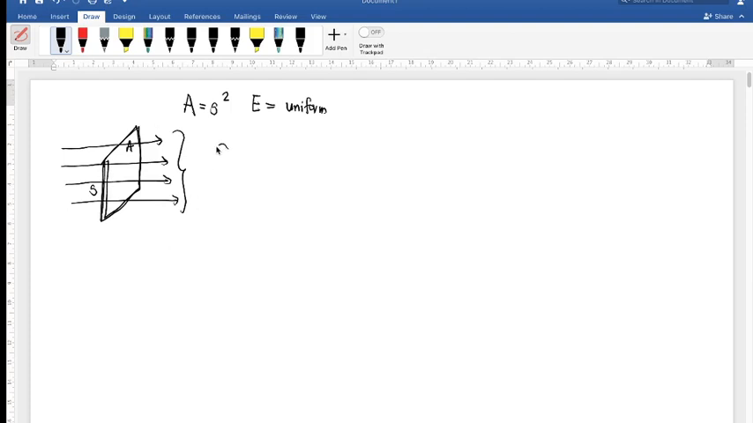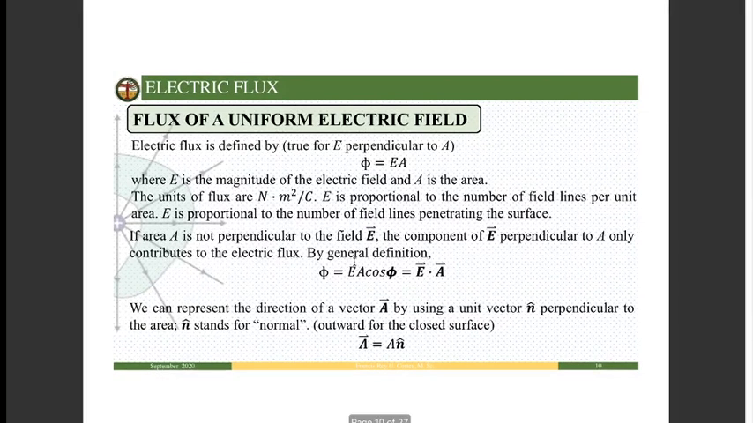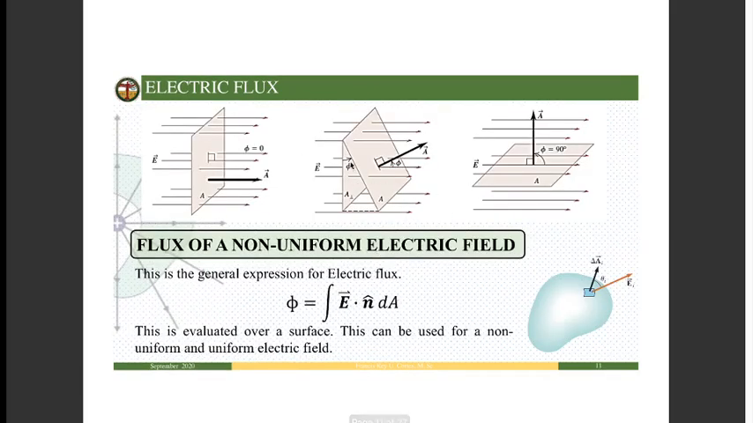Okay, so this equation is actually only true if the orientation of your A is like this. So the plane area A is exactly perpendicular to your electric field lines. Okay, so this is actually just a special case. Okay, so the next is, how about if your area A is not perpendicular to the field? What I mean here is, what if your area A is slanted at an angle phi, or rotated at an angle phi, as you can see here.